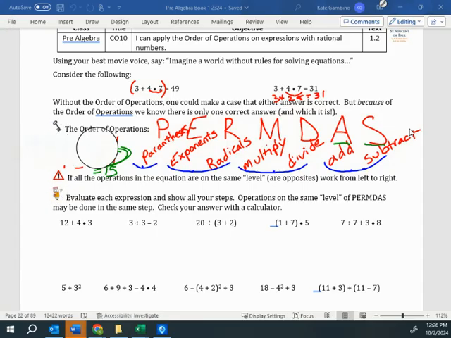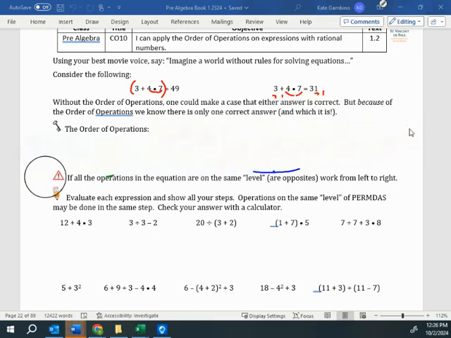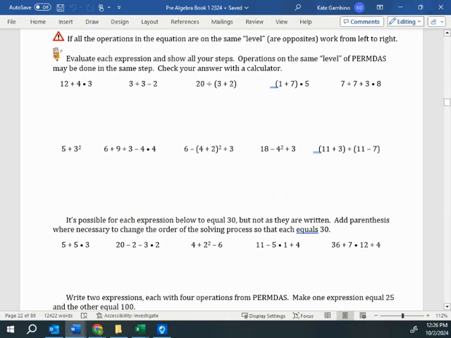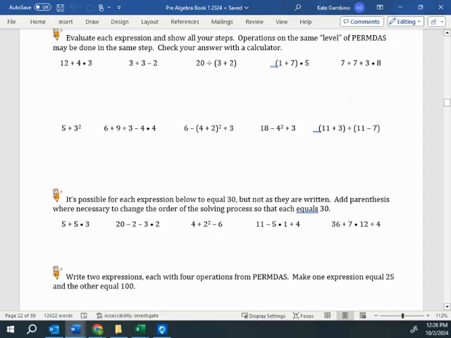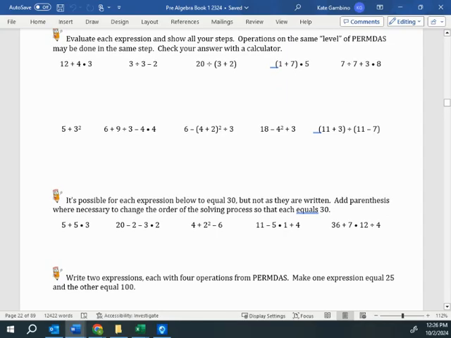I'm going to erase this and move this one up. So that's what that means. If all the operations in the equation are on the same level, or are opposites, work from left to right. So now it says evaluate each expression and show all your steps. What does it mean when we evaluate an expression? Allie? Figure it out. You do the math. Okay, so when we see evaluate, we know we need to do the math.